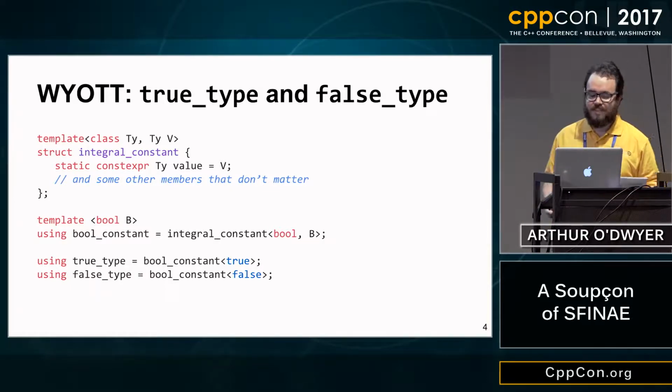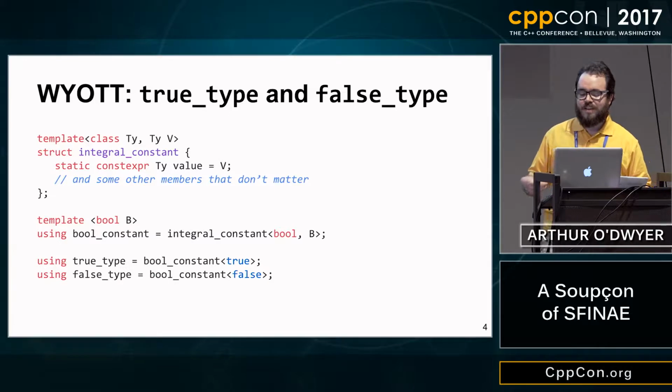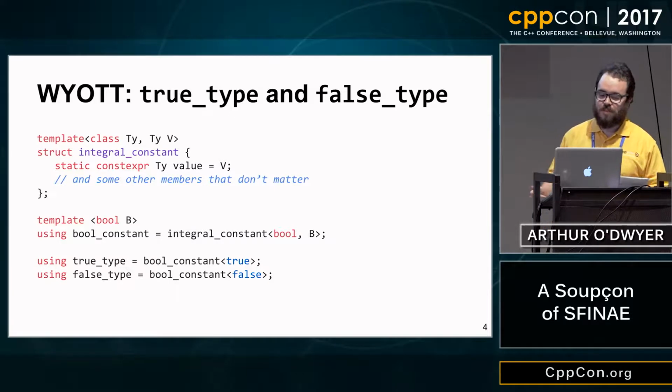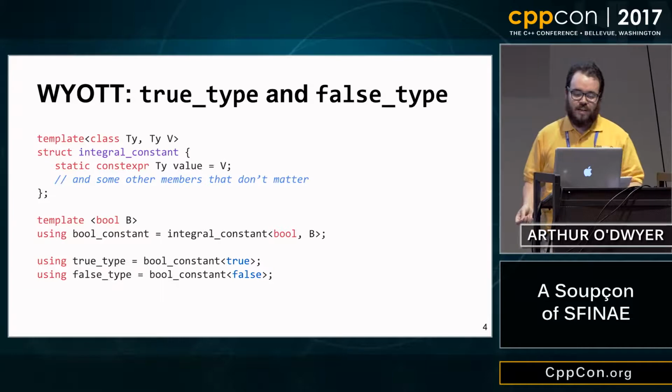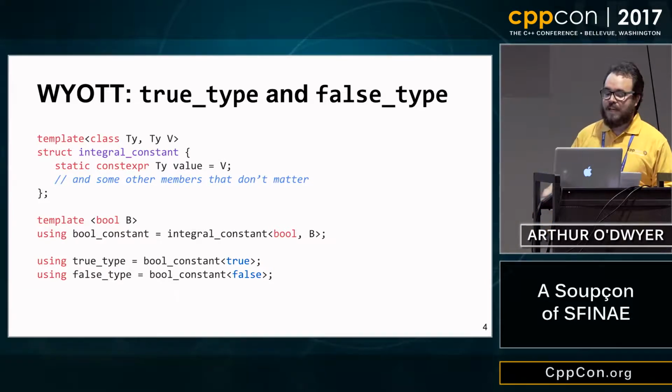It's a class template. It has two parameters. It's got a type parameter that says what is the type of this constant, and it's got a value of that type, which I'm calling v here. And it's got a member value that expands to v, and some other members that don't matter. And particularly, we can make an alias for that.